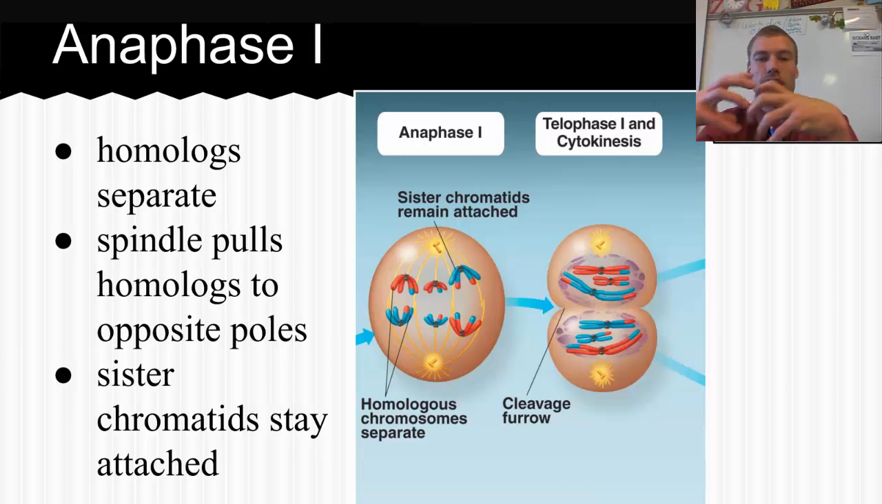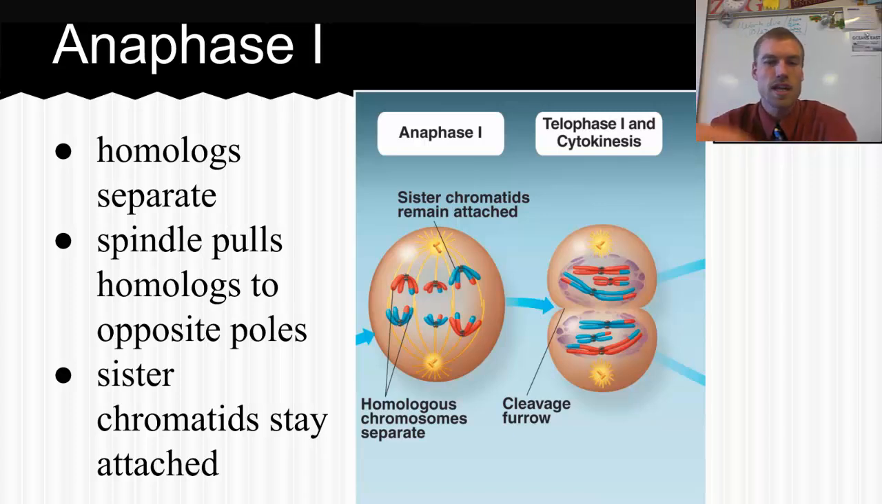Anaphase 1, the homologous pairs are going to be separated. They're going to be pulled apart from one another. The centromeres are not broken apart, so the sister chromatids remain attached, which again is a difference here between mitosis and meiosis. The sister chromatids are not pulling apart during the first cell division.